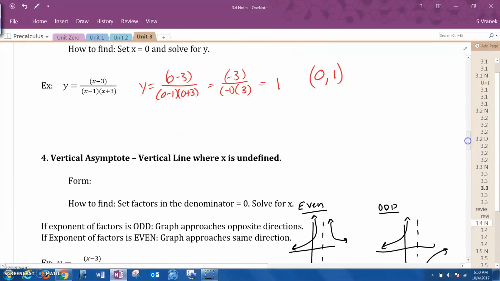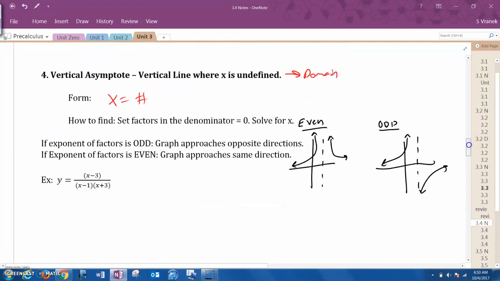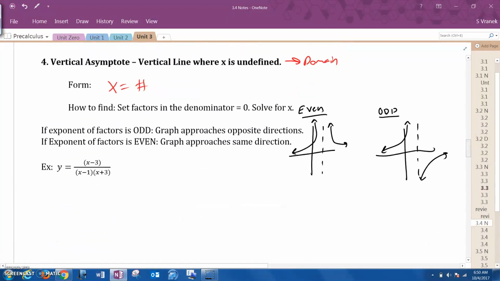Okay? So vertical asymptotes are a line where x is undefined. So we get them from our domain restrictions. So that's where we look at our domain. But we don't look at the crossed out ones, because the crossed out ones give us the holes. So we would say x equals a number. And again, you set the denominator equal to 0 and solve. So for down here, we have these two things are equal to 0. So we get x equals 1 and x equals -3.